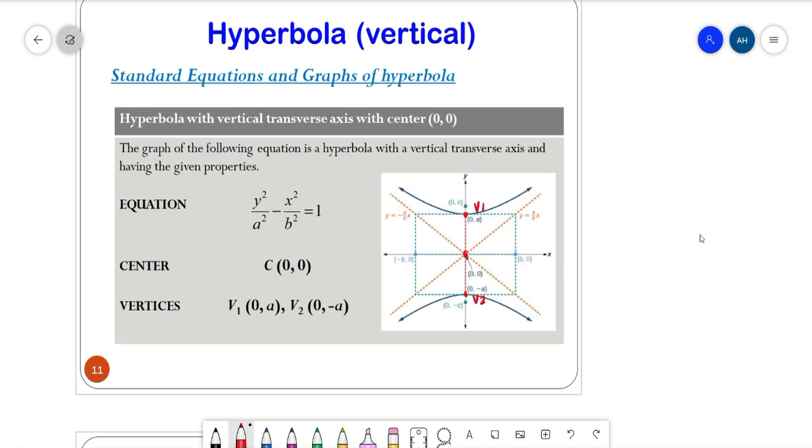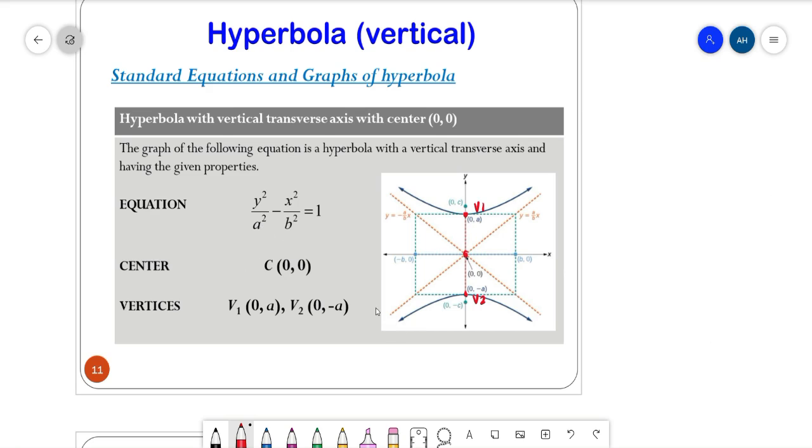Remember where we get our a? Here, the value at the denominator of y square, see y square over a square. From a square, we can get a. And the value of a will be the distance between the center and the vertex. So we have that one as a.